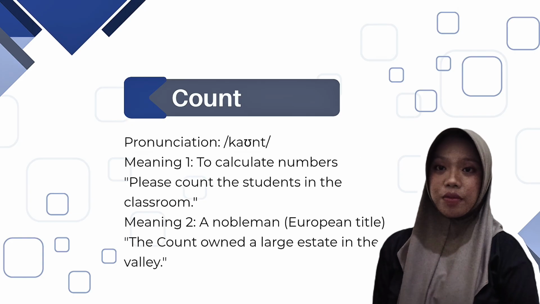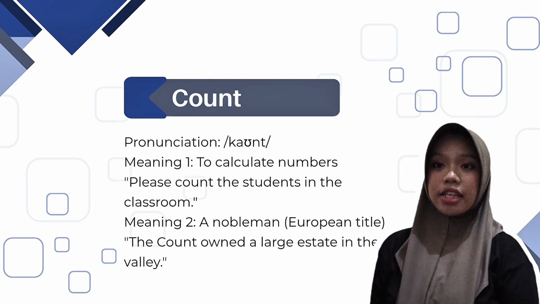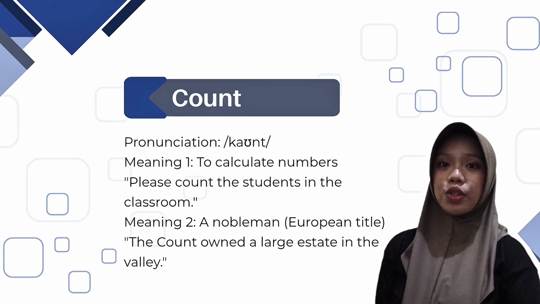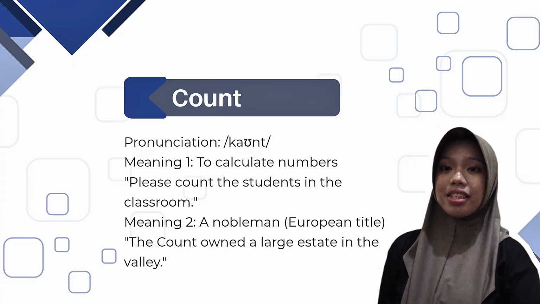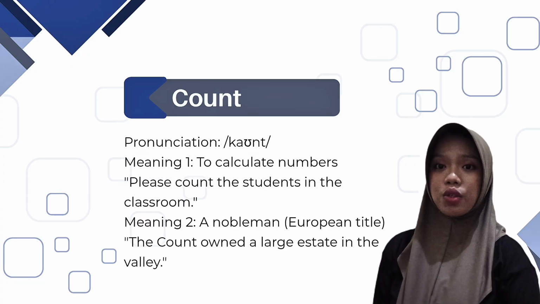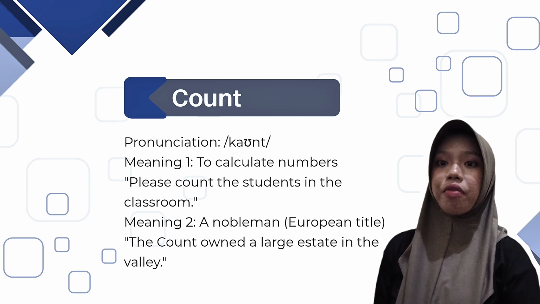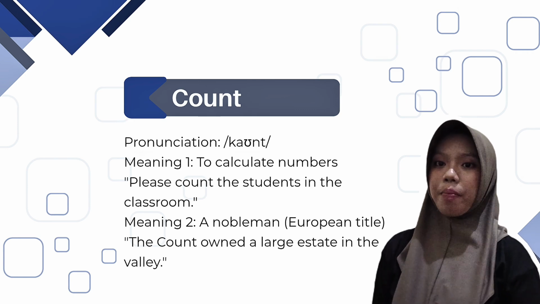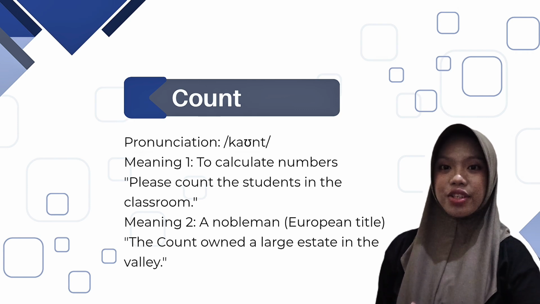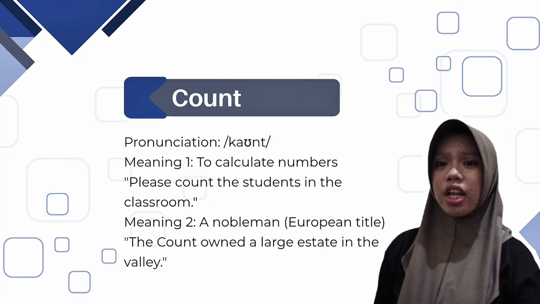The third word is count. As a verb, count means to calculate numbers. For example, I count my money every day. As a noun, count refers to a nobleman or a person of high rank. For example, the count attended the ceremony. Like an important person. Again, the meaning changes depending on the context.